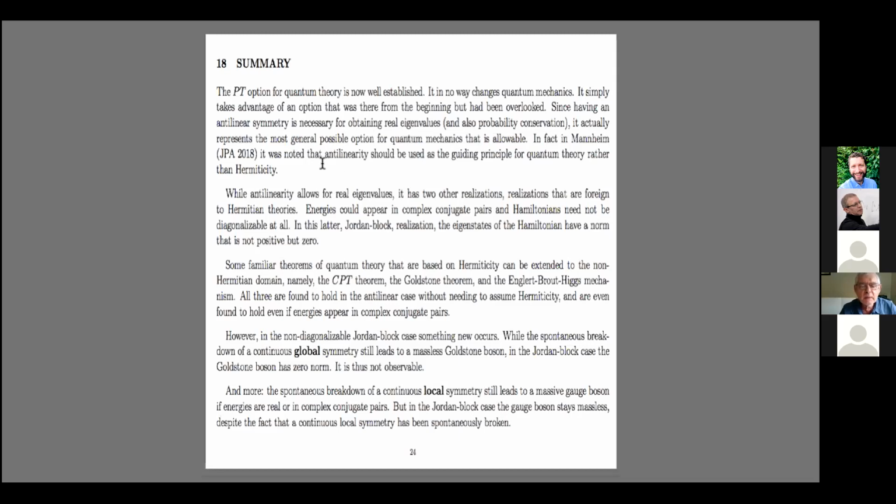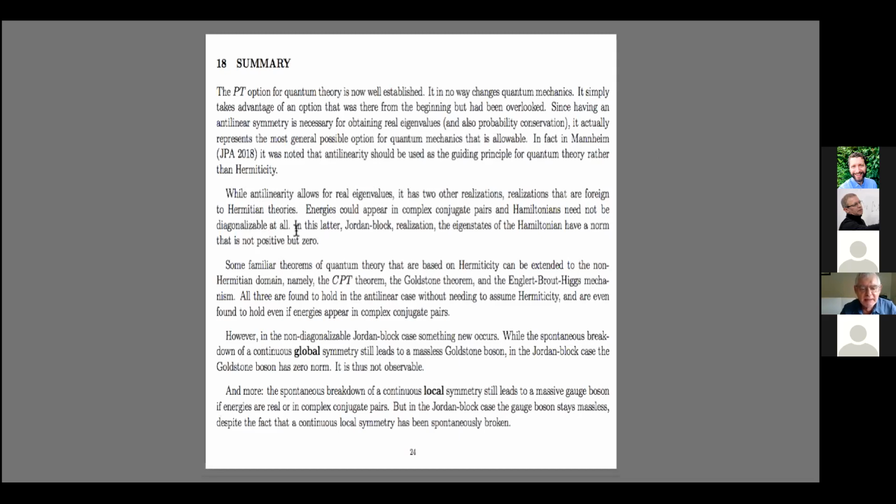In fact, anti-linearity should be used as the guiding principle for quantum theory rather than hermiticity. Namely, you should work with Hamiltonians that have an antilinear symmetry. While antilinear symmetry allows for real eigenvalues, we've got two other realizations that are completely foreign to Hermitian theories. Energies can appear in complex conjugate pairs, and Hamiltonians need not be diagonalizable at all.